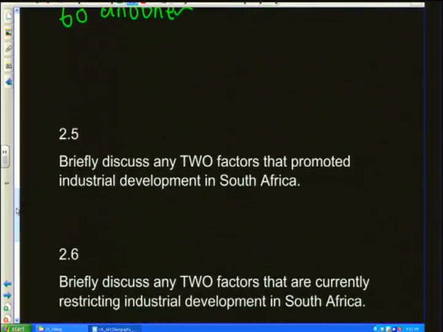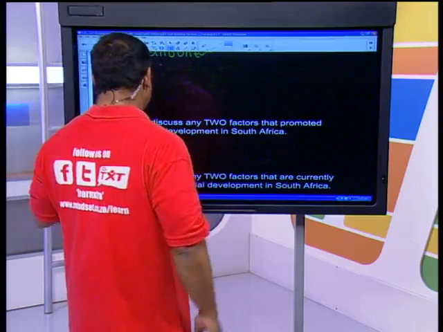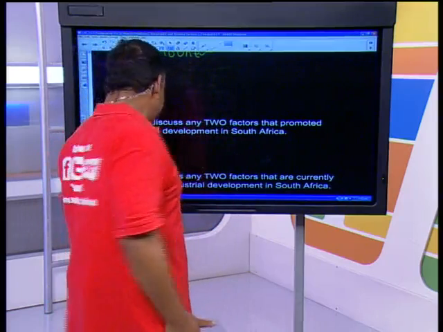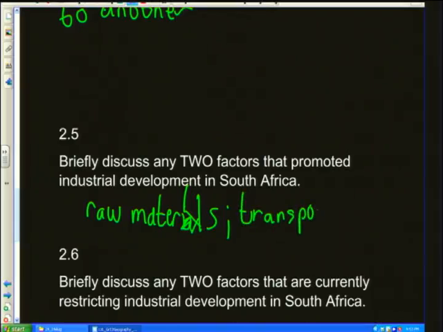Discuss any two factors that promoted industrial development in South Africa. A similar question to the above, just that now we're talking about South Africa as a whole. And if you look at two factors, it could be again raw materials. It also could be transport, which we have here. It also could be variety of climate, which will make us grow a variety of crops, etc. So there's so many that can come in through here.